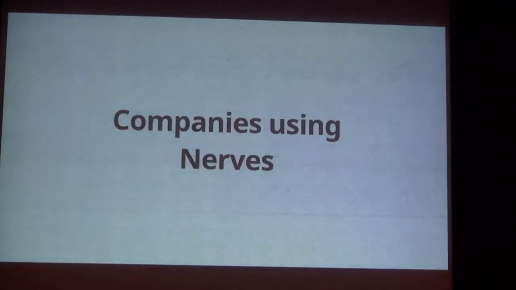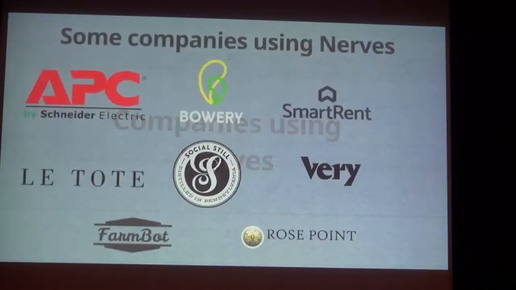Let's view some companies using Nerves. Here is a small selection of people who are using Nerves in production. APC, battery backups, farming, smart home, distillery, spirits, and FarmBot, robots, using Nerves in production.